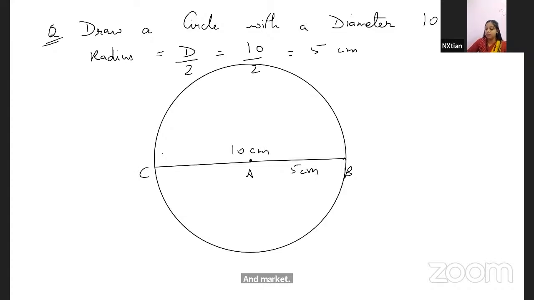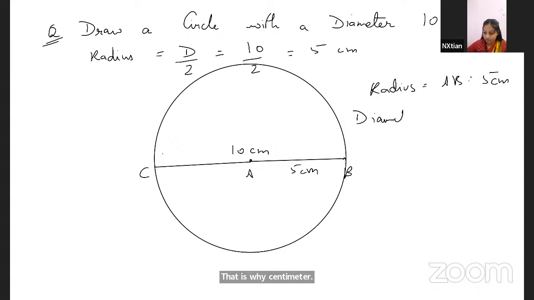Okay, so radius equals, we have AB, that is 5 centimeter, and diameter CB, we have 10 centimeter.